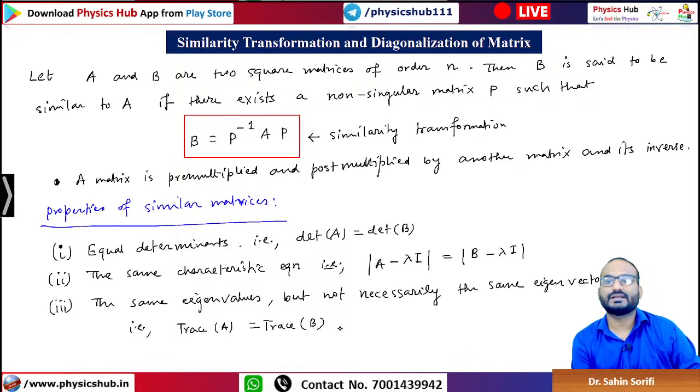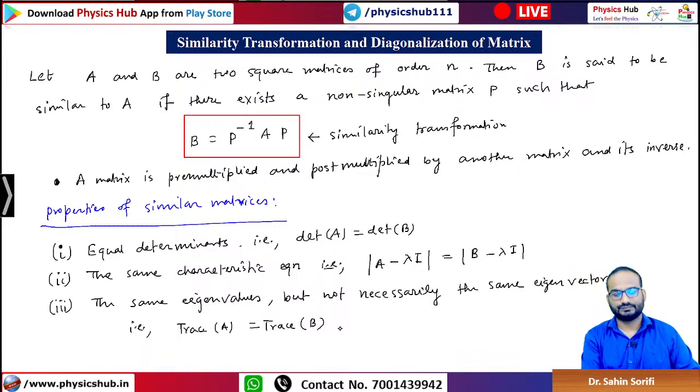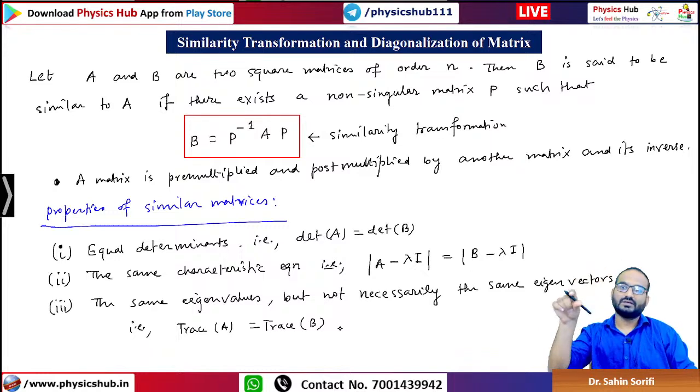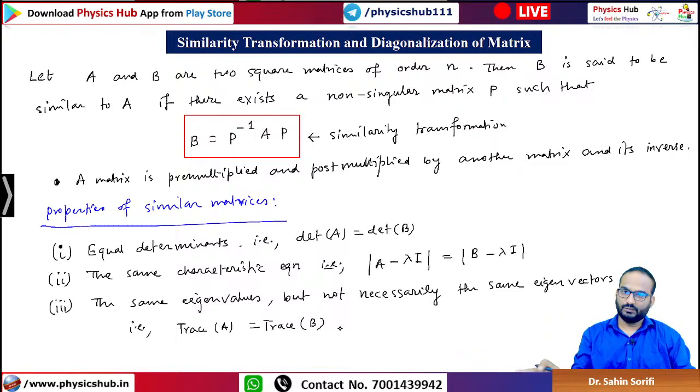Now similarity transformation, why is it so important? Similarity transformation helps us diagonalize a matrix. What is diagonalizing a matrix or diagonalization of a matrix? If I give you a matrix, after diagonalization only the principal diagonal elements will remain. All other off-diagonal elements will be 0. That is the meaning of diagonalized matrix or diagonalization. Okay.